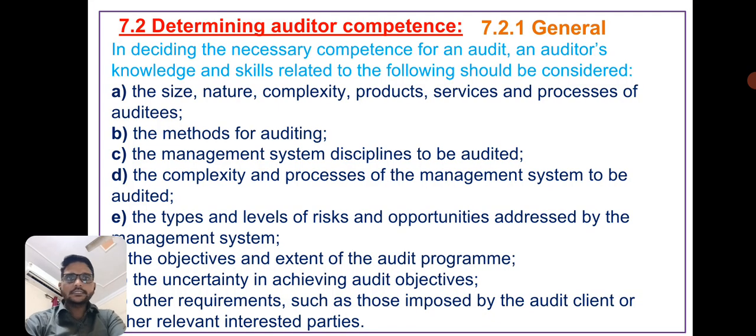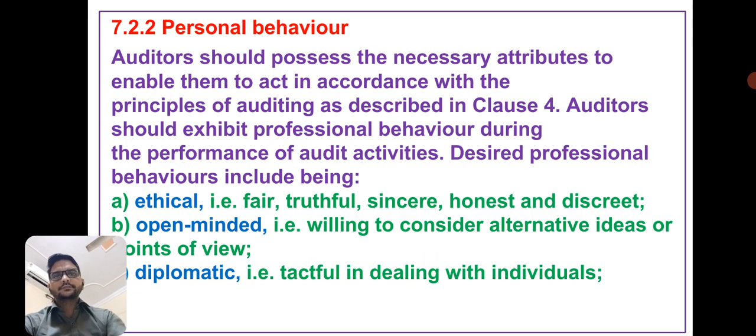In deciding the necessary competency for an audit, an auditor's knowledge and skill related to the following should be considered: the size, nature, complexity, and product, services, process of the auditees, and the method of the auditing, the management system disciplines to be audited, complexity of the process of the management system to be audited, and the type and level of the risk and opportunity addressed by the management system, the objective and extent of the audit program, and the uncertainty in achieving audit objective. Other requirements such as those imposed by the audit client or other relevant interested party.